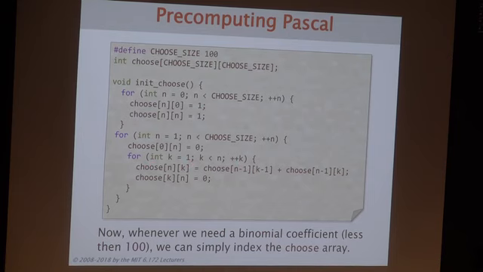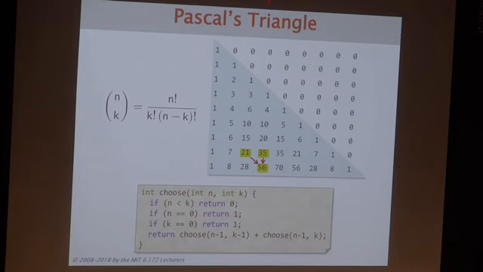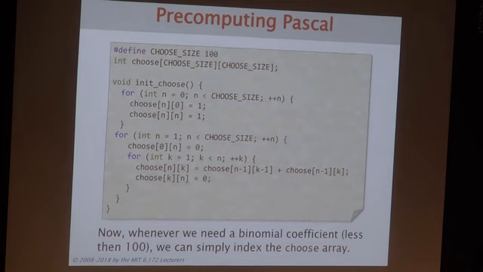So choose of n, k is equal to choose of n minus 1, k minus 1 plus choose of n minus 1, k. And then you also set choose of k, n to be 0. This is basically all of the entries above the diagonal here, where k is greater than n. Now inside the program, whenever we need a binomial coefficient that's less than 100, we can just do a table lookup, indexing into this choose array.